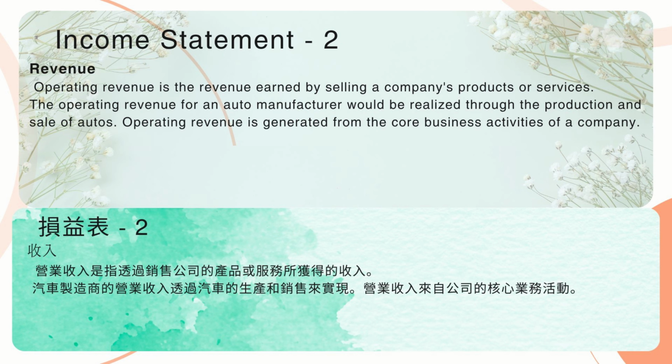Revenue. Operating revenue is the revenue earned by selling a company's products or services. The operating revenue for an auto manufacturer would be realized through the production and sale of autos. Operating revenue is generated from the core business activities of a company.